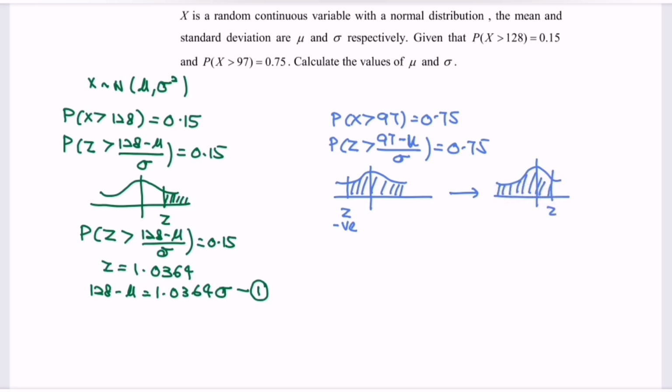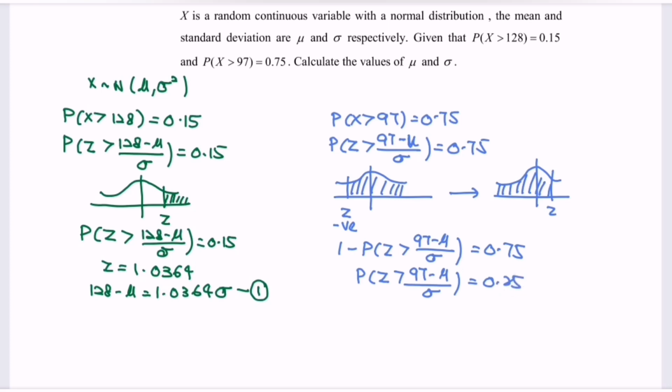So the formula will be 1 minus the probability that z is greater than (97 minus mu) over the standard deviation equals 0.75. If we rewrite the situation, z is (97 minus mu) over the standard deviation equals 0.25. By referring to the statistical table, page 23, we notice that z equals 0.6745. That will be the answer for this part.